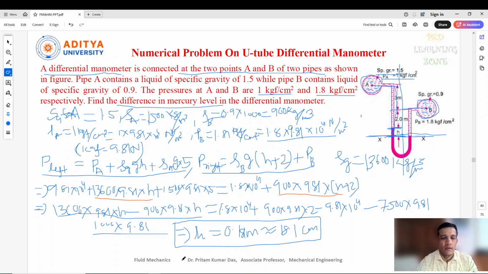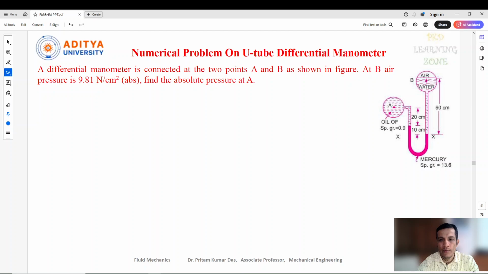So this is the problem. This kind of problem may be given in the exam. If you know this formula, we can easily identify. We know the formula P equals rho g h, so from that we can identify easily. Okay, and let's see another problem of this kind.